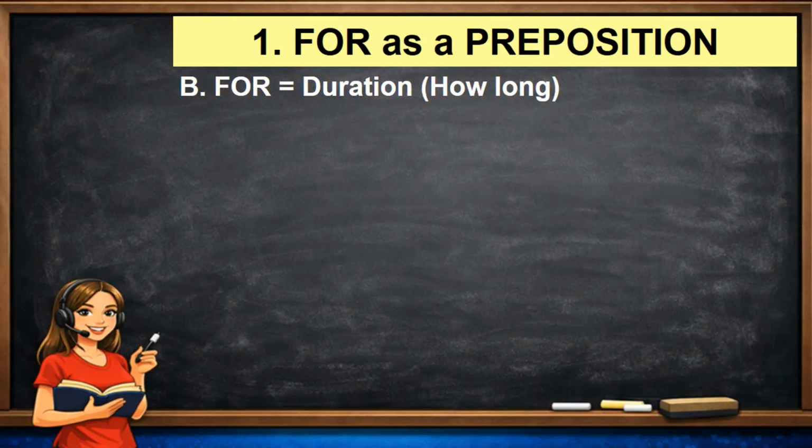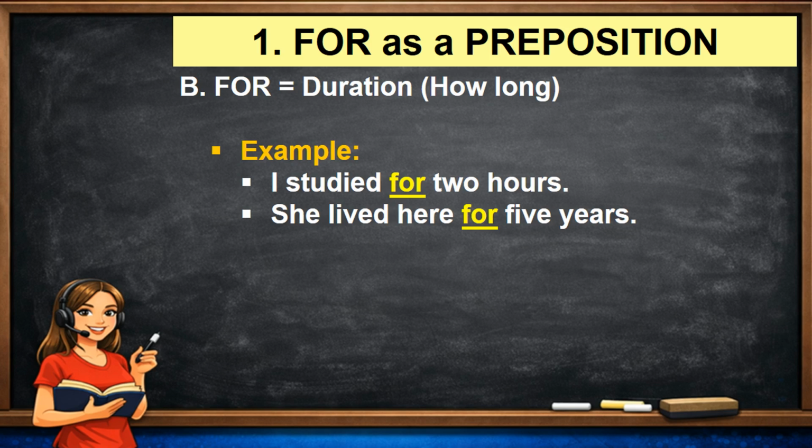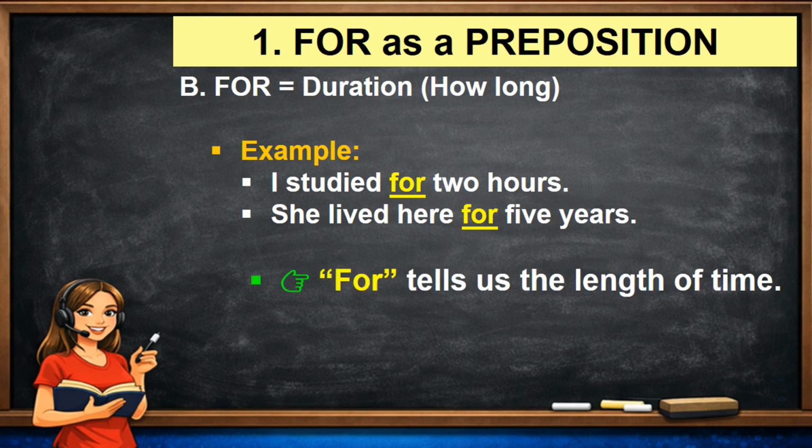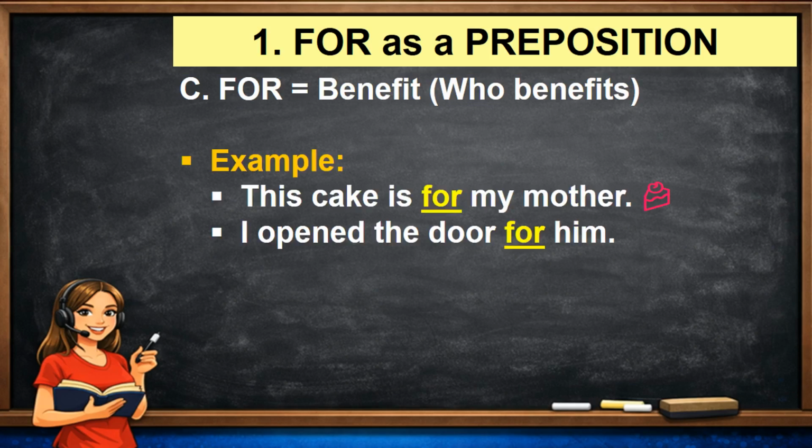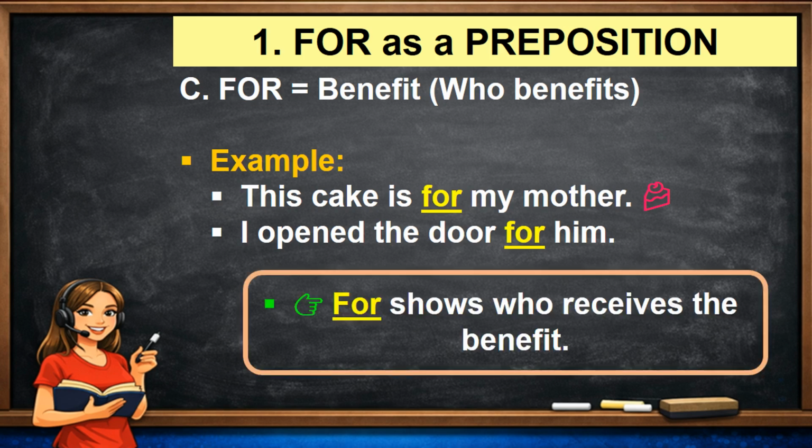B, for as a duration, or how long. Example, I studied for 2 hours. She lived here for 5 years. Got it. In these two sentences, for tells us the length of time. C, for as a benefit, or who benefits. Example, this cake is for my mother. I opened the door for him. In these two sentences, for shows who receives the benefit.